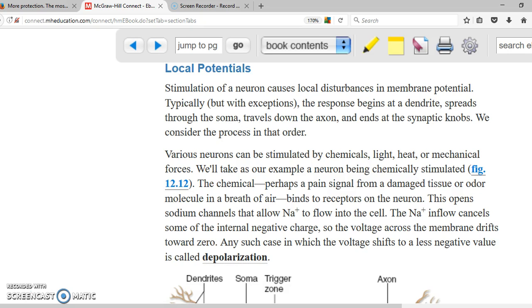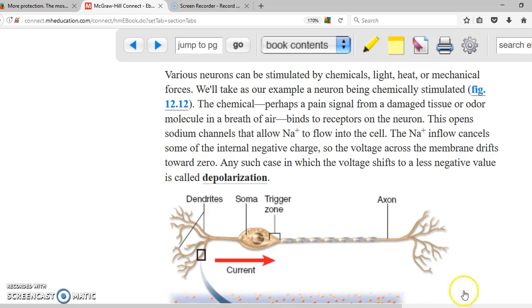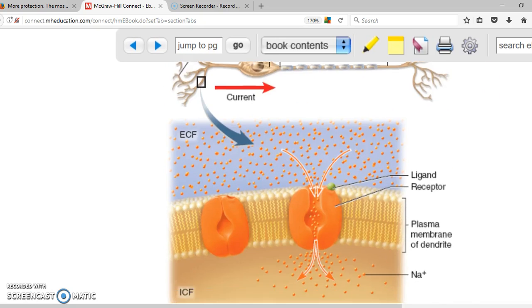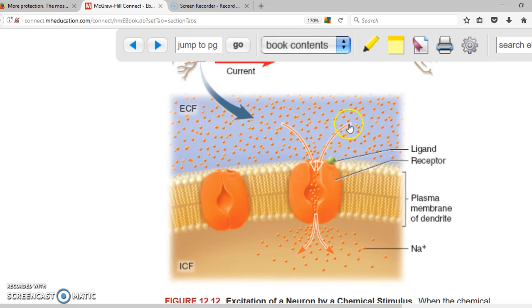Now we have local potentials. Local potentials, we say they start, right, but they don't reach the trigger zone. Therefore, those are weak stimuli because they are not strong enough to reach the trigger zone. Not only that, they can start and stop, and they're reversible because you will start over again. So again, you have the stimulus, the sodium goes in, but it's not strong enough to produce an action potential.